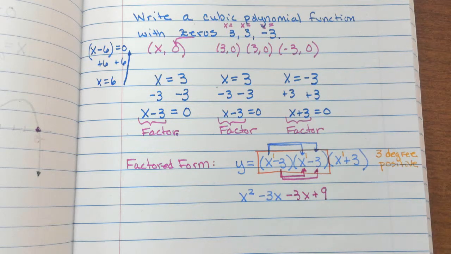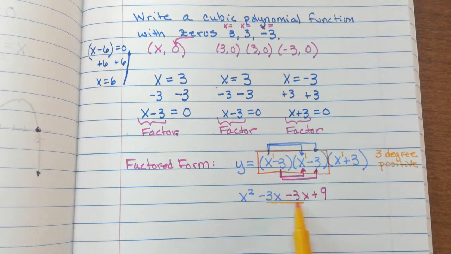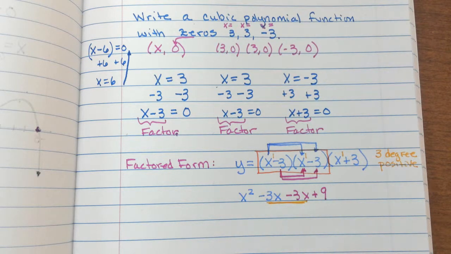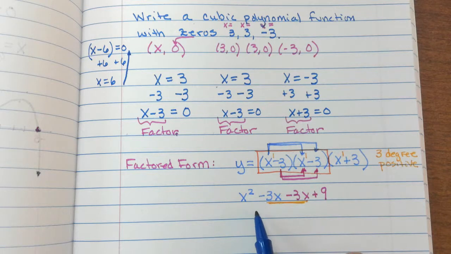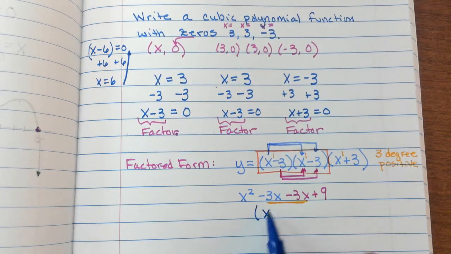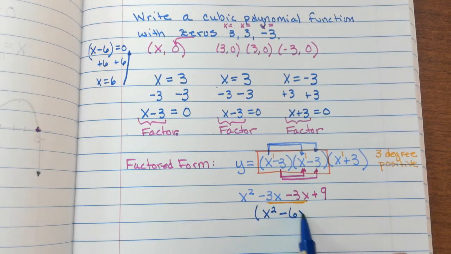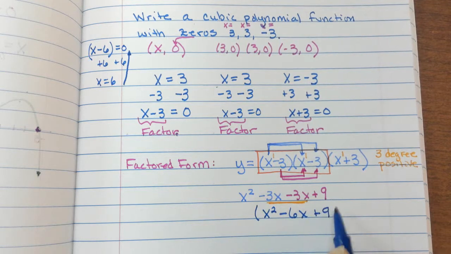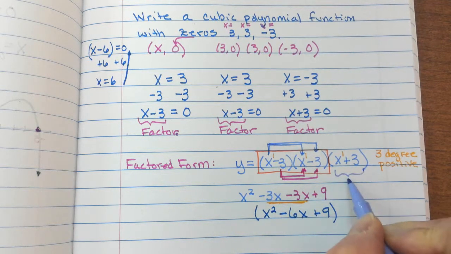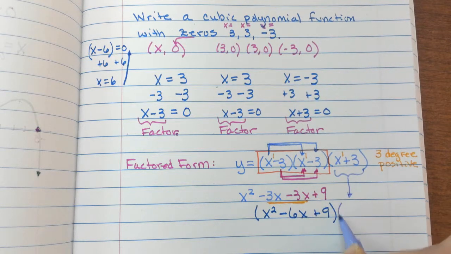I have to remember and realize that these are like terms, so those can be combined. That means these binomials multiply to the trinomial x squared minus 6x plus 9. And then I still have this binomial that has to come down.